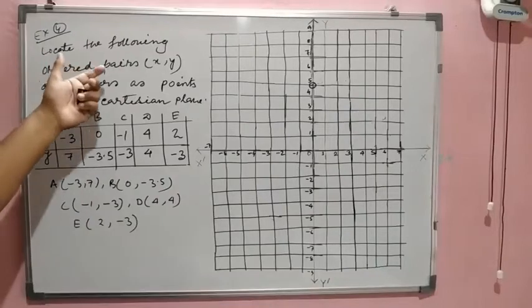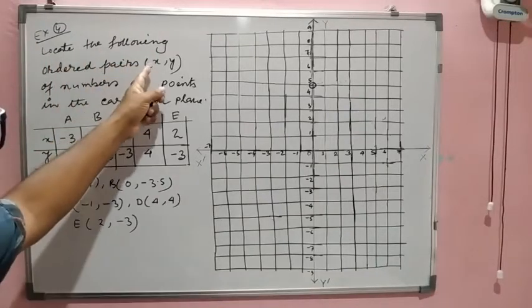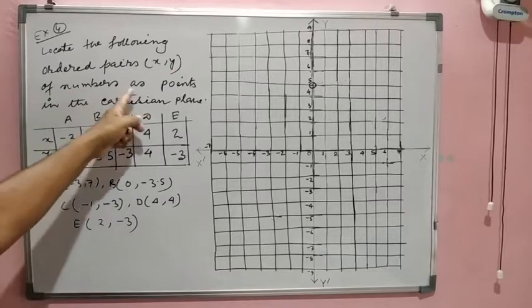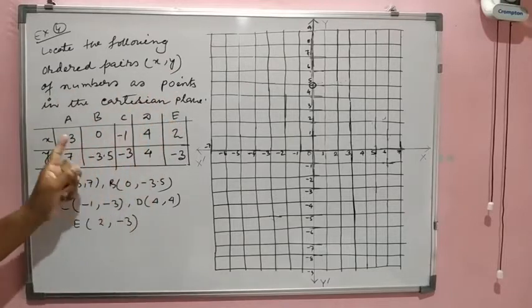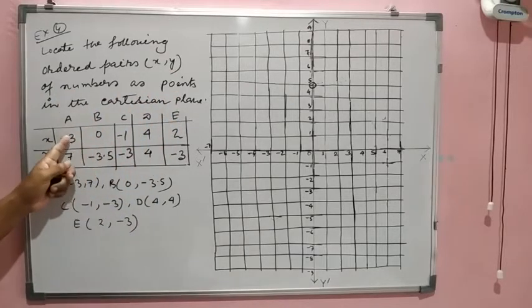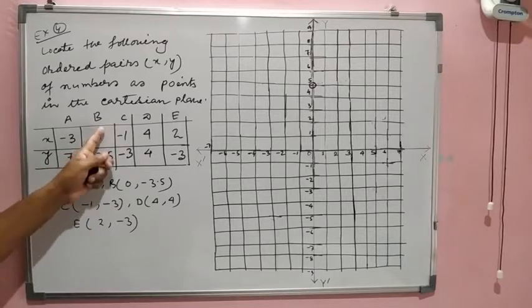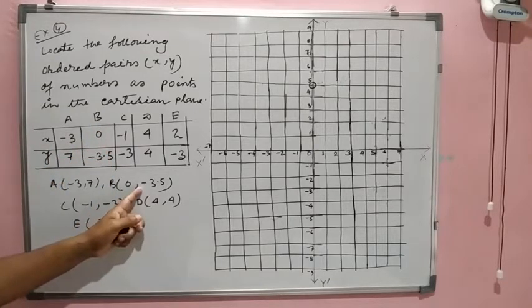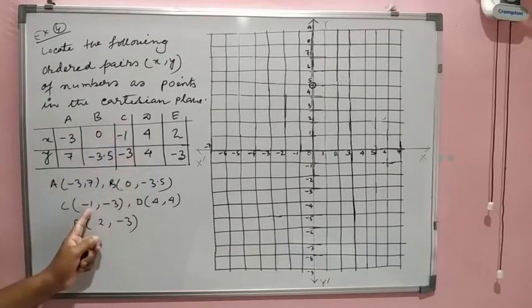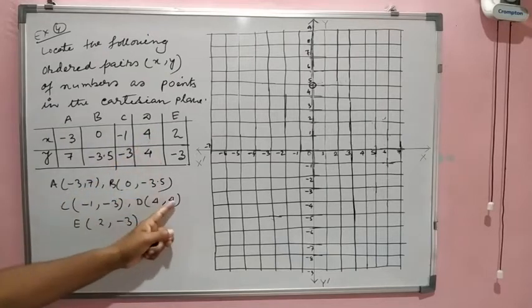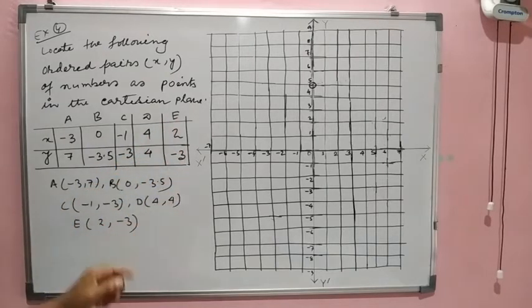Now look at the following ordered pairs (x, y) of numbers as points in the Cartesian plane. What are given here? A (-3, 7), B (0, -3.5), C (-3, -1), D (4, 4), E (2, -3).